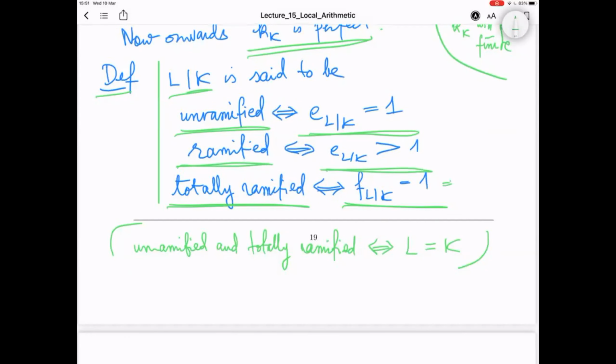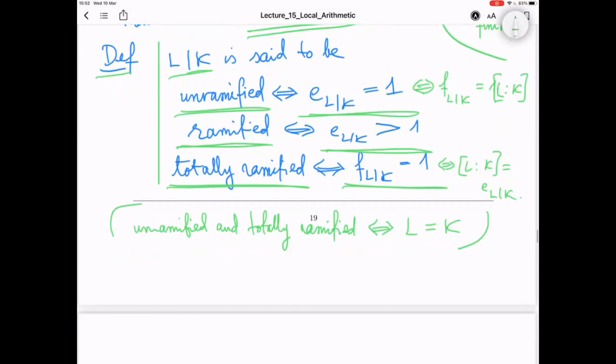I mean, this is of course equivalent to saying that the degree of L over K is equal to the ramification index of L over K. And this is of course also equivalent to saying that the residual degree is, not equal to 1, yeah, of course, is equal to the degree of L over K. Right? So one has to be slightly careful.